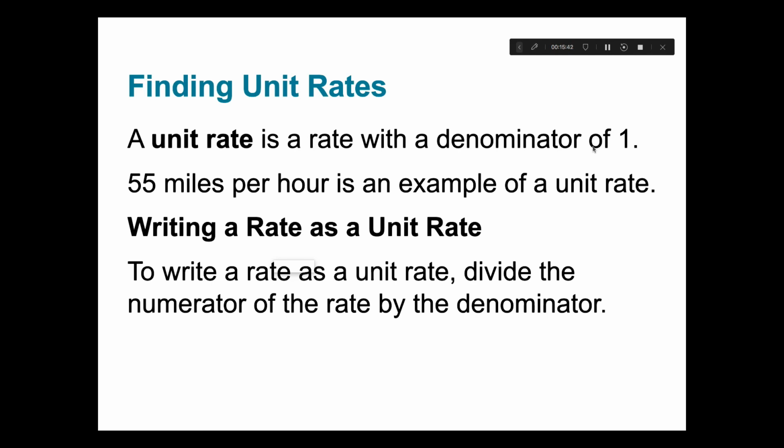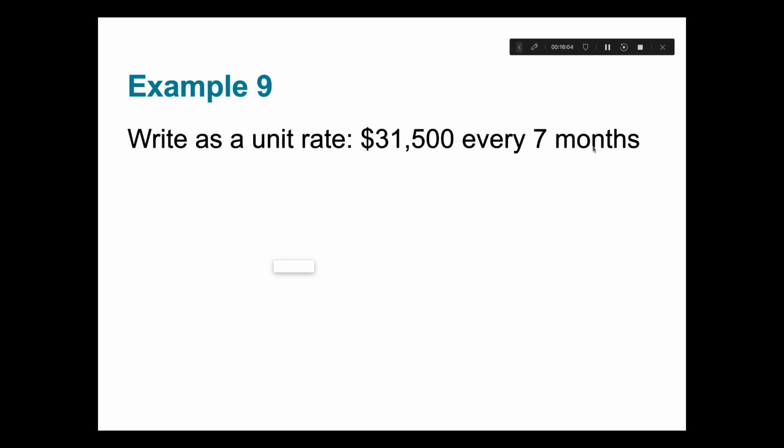This is how we find that single gallon, or how much I get for $1. In order to do this, you just take your top number and divide it by your bottom number. You're going to want a calculator for this. So we are going to write this as a unit rate.